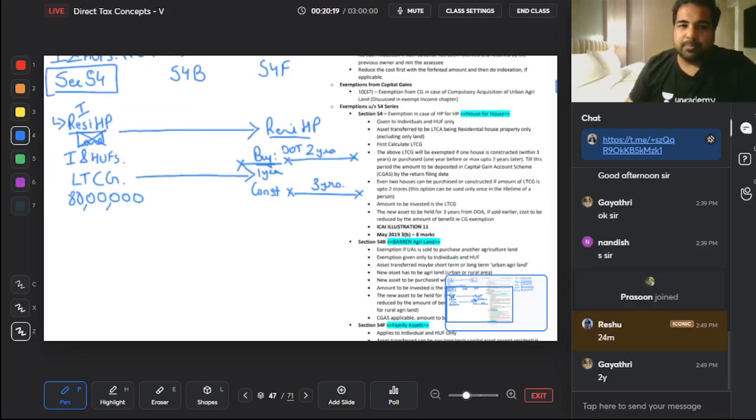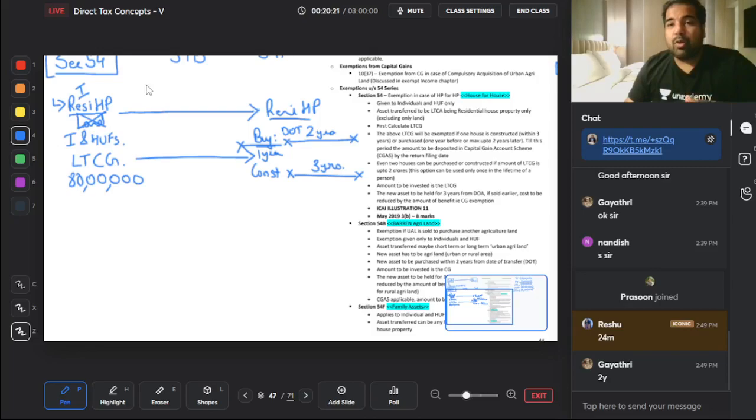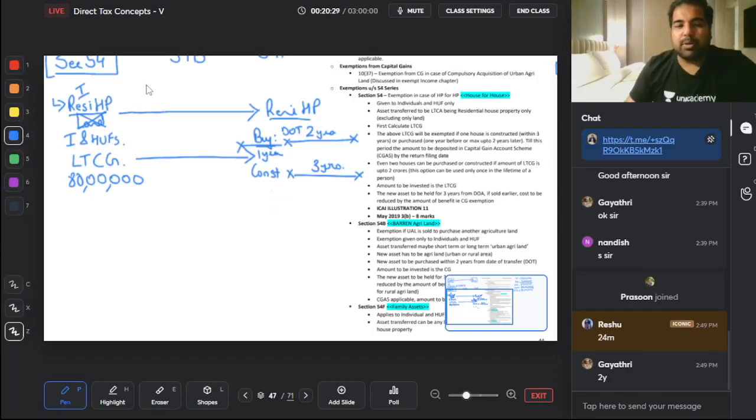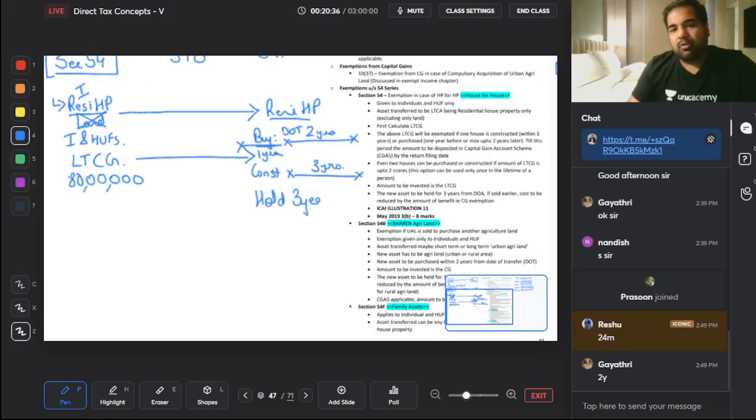Yes. Can I buy this new house and do I have to keep it? Yes, you have to keep it. It has to be locked in. Locked in basically means you cannot sell it, or if you sell it, there are some repercussions. You have to stick to the house for 3 years. So basically you have to hold the new asset for 3 years from the date of acquisition of that new asset. If you sell it, is it a crime?